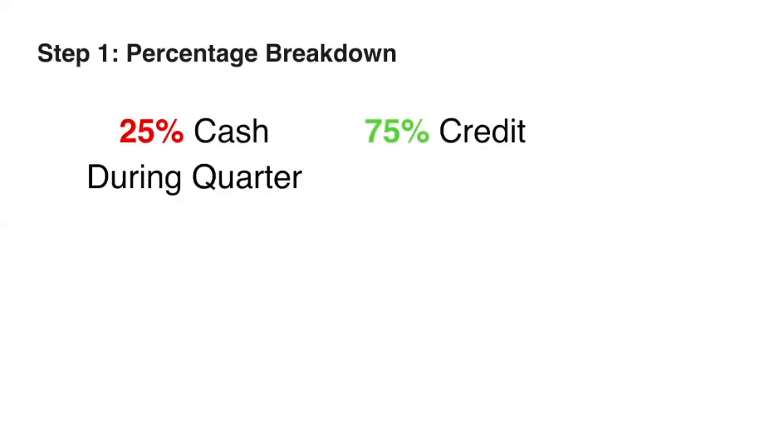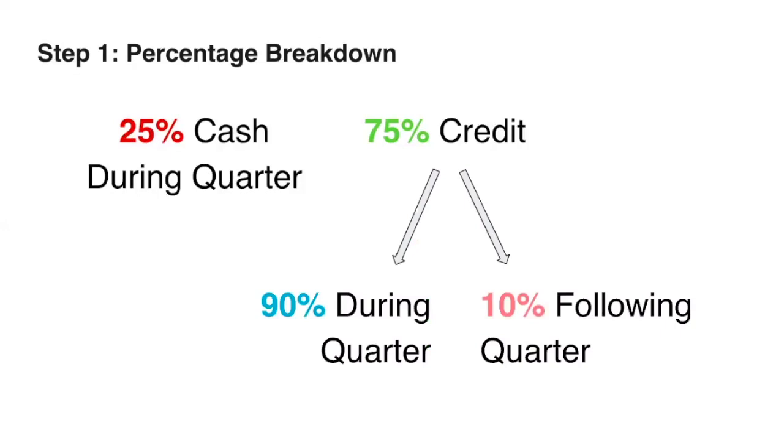Step 1 is percentage breakdown. The question told us that the company splits their revenue into 25% cash sales and 75% credit sales. From those credit sales, 90% occur during the quarter, and the other 10% occur in the following quarter. This is important to keep in mind, as if you mess up the percentage breakdown, you will get the answer wrong.